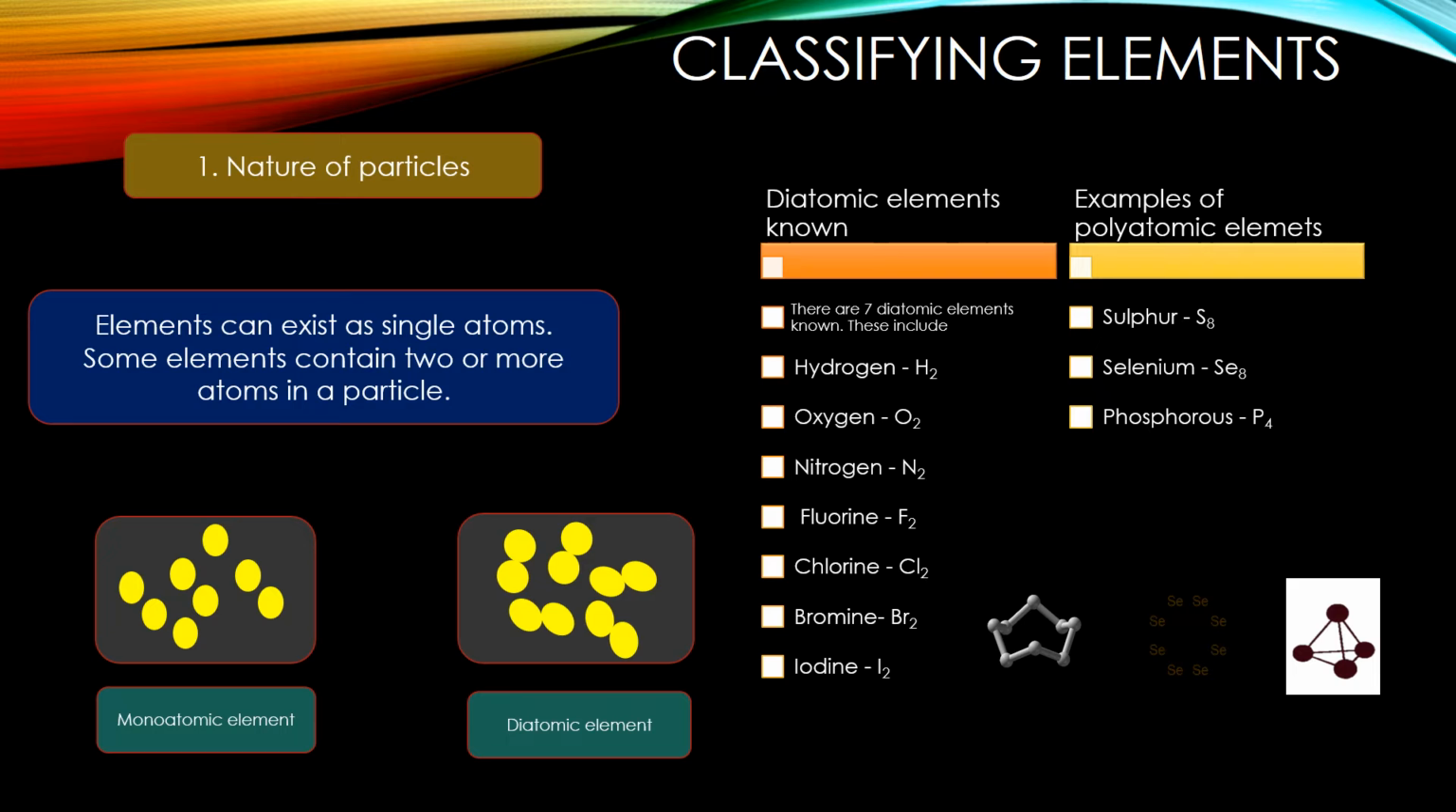Some elements contain more than 2 atoms in one particle. We call these elements polyatomic. Examples include sulfur, selenium, and phosphorus.